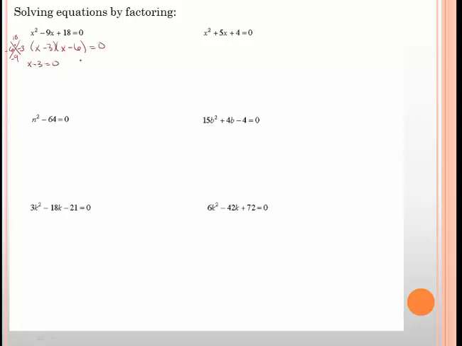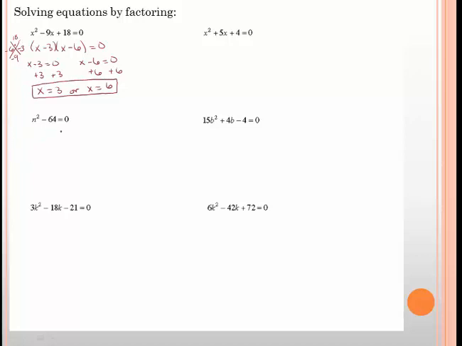I set each of these equal to 0 and solve. And to save space, I'll just put my or in between and box in my answer.